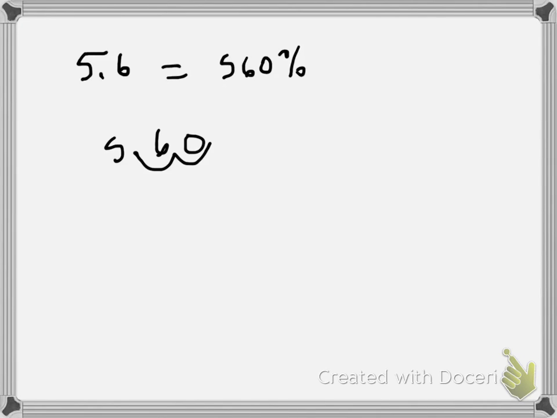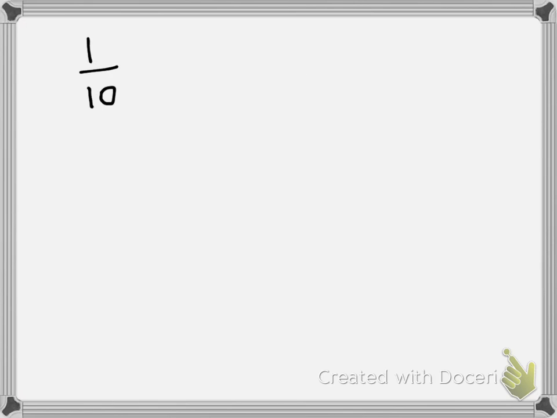560%. Now it seems strange here that the percent is bigger than 100, but that's because we started with more than 1. When we're dealing with a decimal, one whole object is equivalent to 100%. So if I start with 5 whole objects, I am going to wind up with a number that's much bigger than that. So 560% is to be expected for a problem like this.